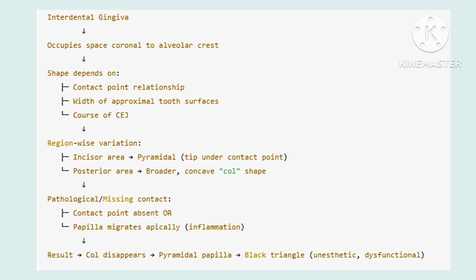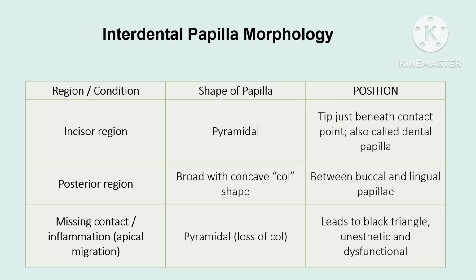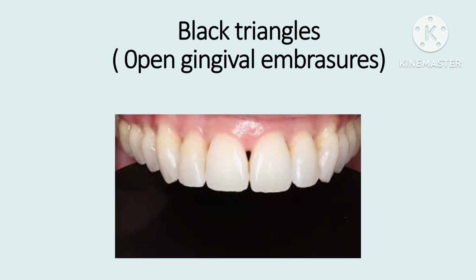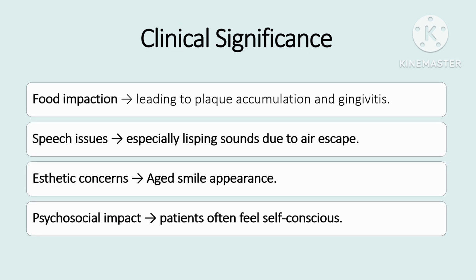When this papilla is lost or fails to completely occupy the interproximal space, it gives rise to what we clinically call an open gingival embrasure, or commonly termed black triangles. Thus, the black triangles are defined as visible triangular spaces between adjacent teeth due to loss or absence of interdental papilla. They present as dark spaces near the gingival margin and can affect aesthetics, phonetics, and periodontal health.